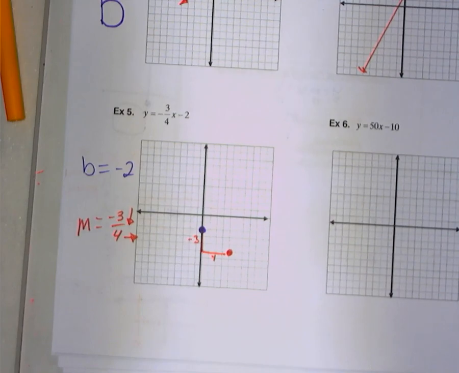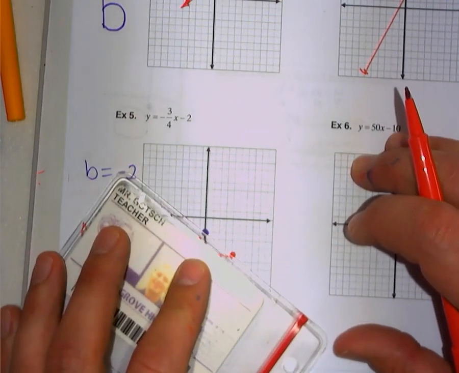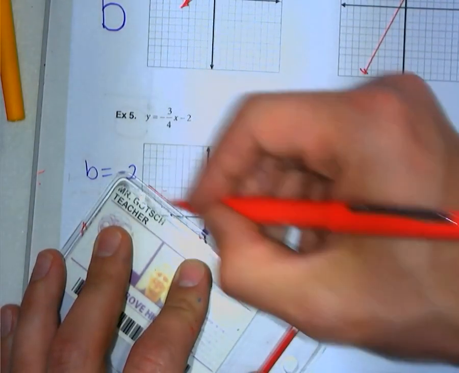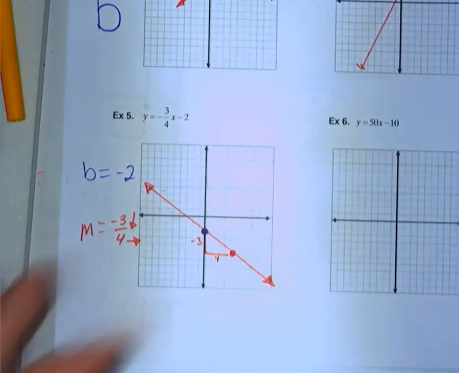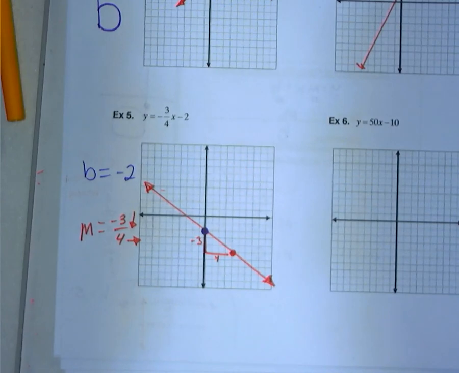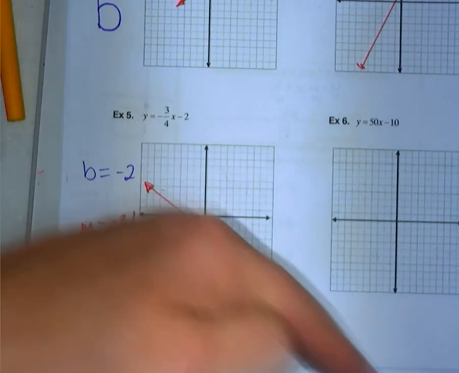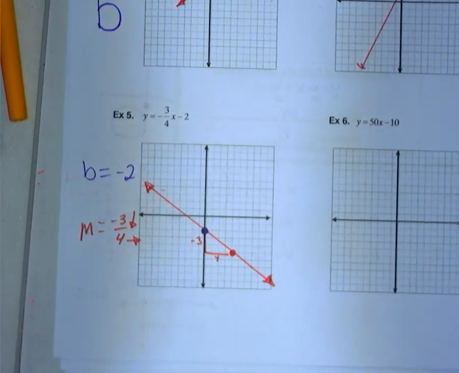You don't have to draw that. I'm just doing that for notes. The rise and run. Connect the dots. It is definitely a negative slope. I'm a skier. Nice negative. That's not so bad. You guys good with that?